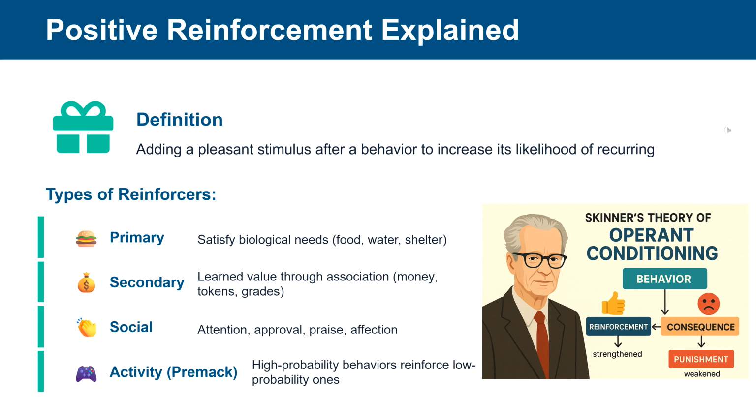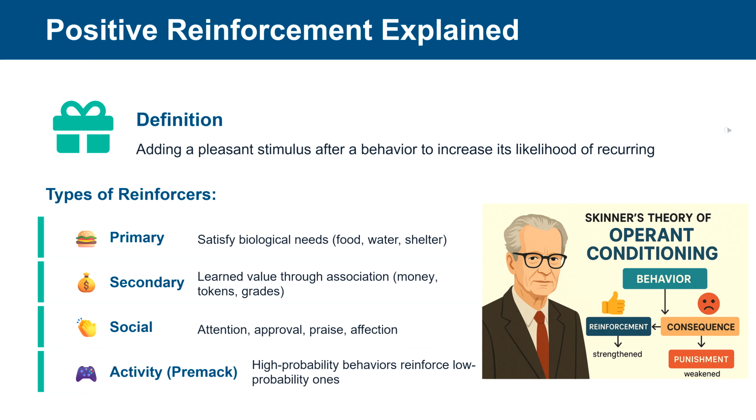Secondary reinforcers gain their power through learning. Like money has no inherent value, but we've learned it can be exchanged for primary reinforcers. Social reinforcers include attention, praise, and approval. These are incredibly powerful for most humans.